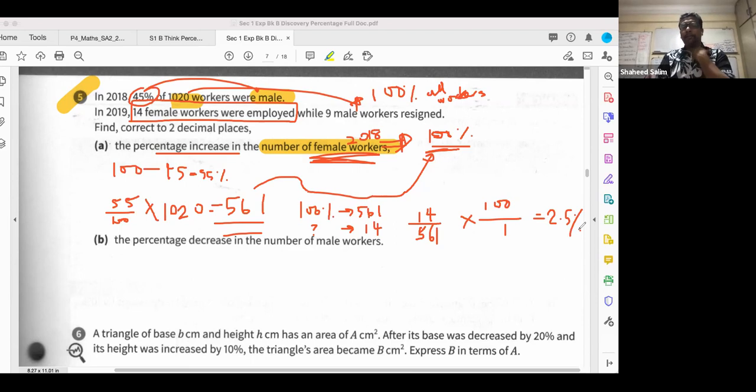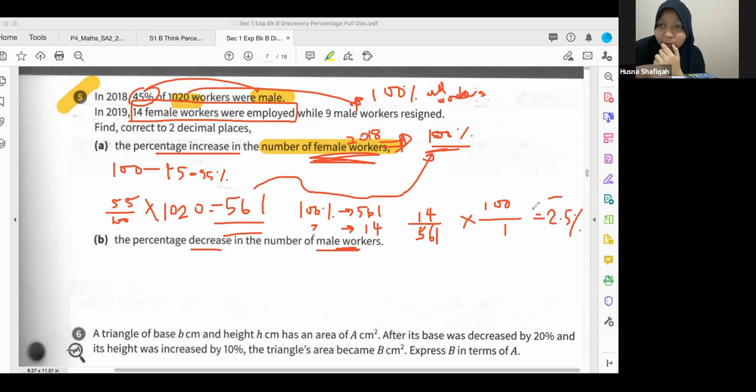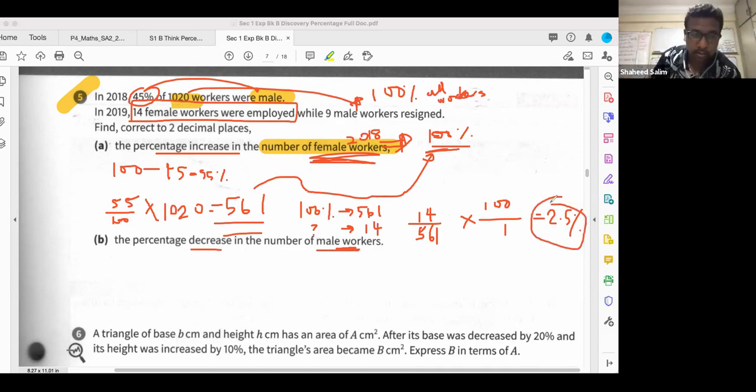Okay, this is simple, right? Now the next one. What's the decrease? You got to find the number of male workers in 2018 because that is the 100%. Since we know it's 561, the answer for 5A is 2.5. But do you understand? Who doesn't understand? Just tell me now. Rayana, you understand? Yes. Okay, now we move on to the male workers. See how many male workers there were? Well, take 1020 minus 561. You get the answer.